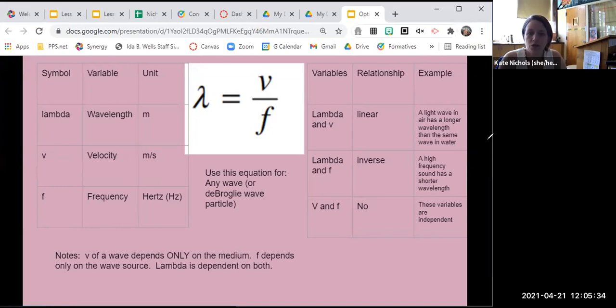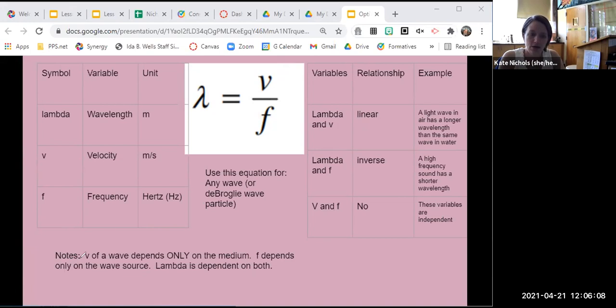There is a linear relationship between lambda and v, which means that for a given wave, if its velocity increases, the wavelength is going to increase as well. I kind of use this car model. You picture these cars driving along, and the cars are the crests of the wave. If those cars are driving along at a slow speed, they're close together. As soon as they hit a zone that's got a higher speed limit, they end up spacing themselves out more to accommodate the higher speed limit. That's how I conceptualize that linear relationship.